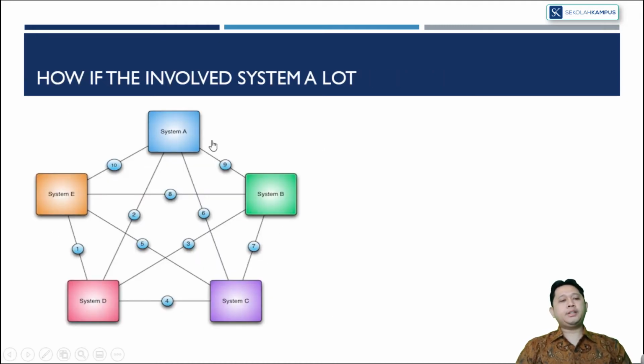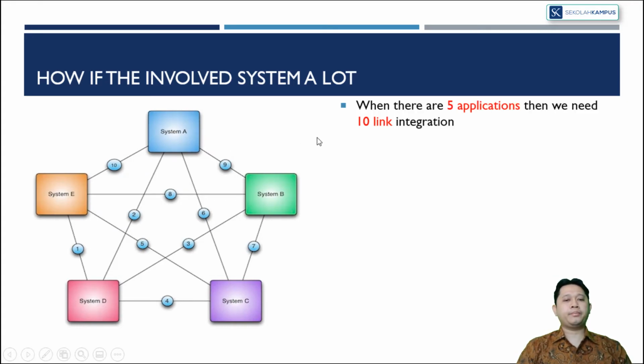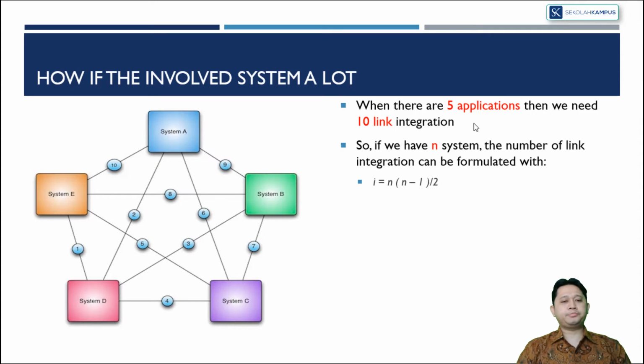Okay, as we can see here, for example, this is 5 systems or 5 applications, and we want to connect all of them with links, or with point-to-point. So as we can see here, we need 10 links or 10 integration links. When there are 5 applications or 5 systems, we need 10 integration links. So we can give a simple formula. If we have n systems, where n is a number, the number of integration links can be formulated with this one.